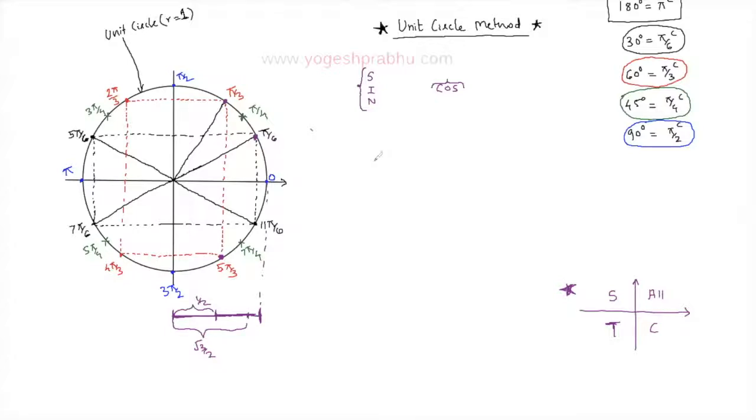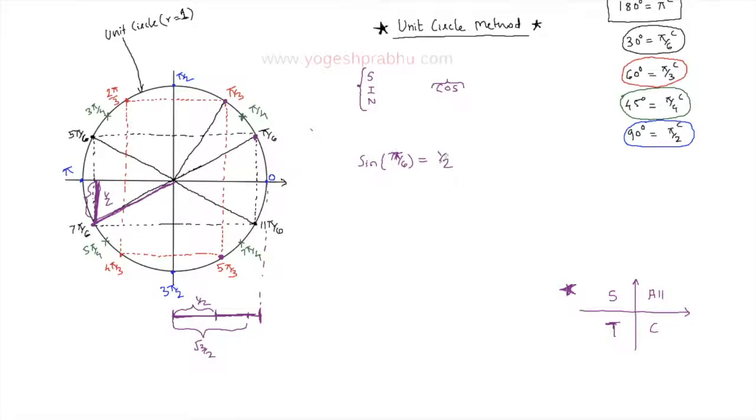Let me do one more for your practice. Let's say I want to find out sine of 7 pi by 6. This is a series of pi by 6. And for 7 pi by 6, the angle is here. So once you know this is the angle, you want to find out sine, and sine is the vertical measure. So now I want to know the vertical, this height here. And you can clearly see the height is half. So the sine of 7 pi by 6 is definitely half.